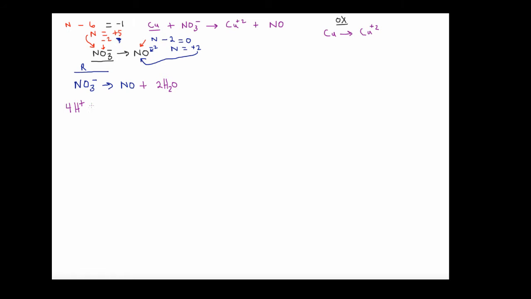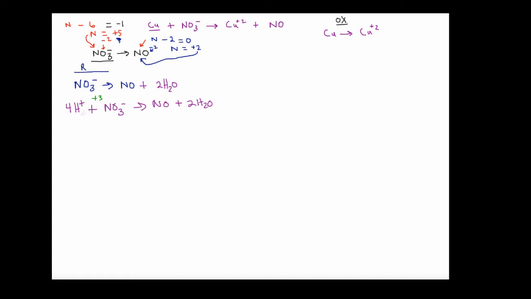To the left side of my equation. So it's going to be 4H plus NO3 minus going to NO plus 2 H2O. Now, after we've balanced the O's and the H's, we're ready to do charge balance. And we can see on the right side of my arrow here that the net charge is 0, but on the left side of my arrow, the net charge is +3.